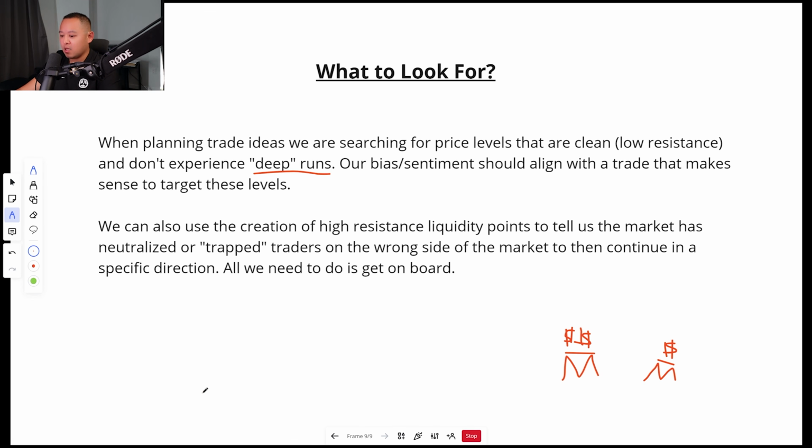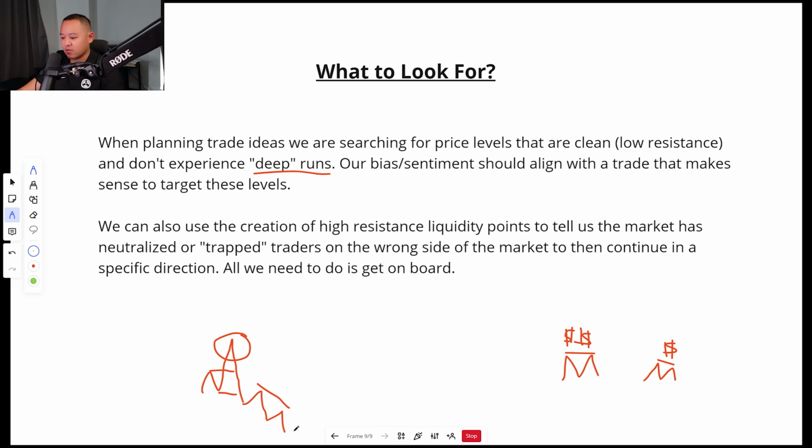So when we see a run on a specific high and then it collapses and then we get a market structure shift, right? This is telling us that this is a high resistance liquidity run. There's a whole bunch of buyers that get trapped up here and we're looking for lower prices then. All right, and then all we have to do is just get on board.